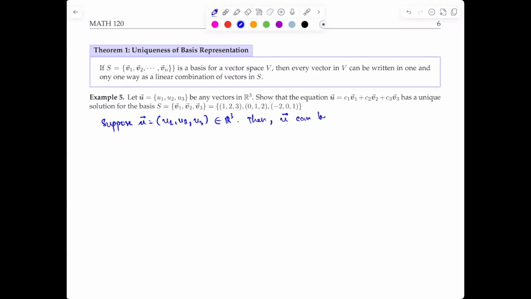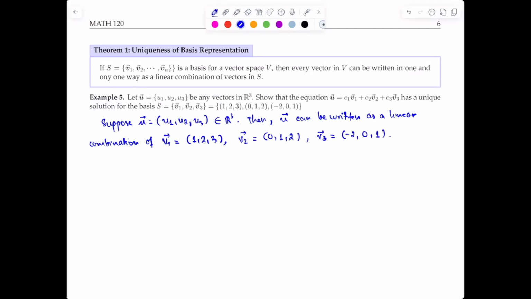Then u can be written as a linear combination of v1, in this case, equal to the vector (1, 2, 3), v2 equal to (0, 1, 2), and v3 equal to the vector (-2, 0, 1). Okay, so now you have a linear combination, right? So that is, c1 v1 plus c2 v2 plus c3 v3 equal to u.